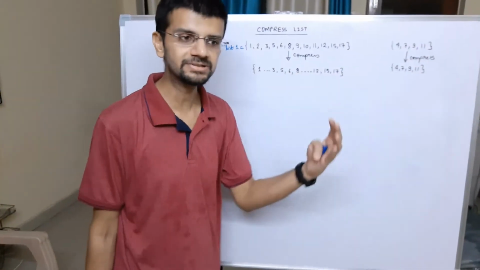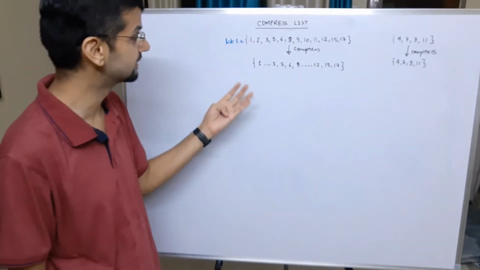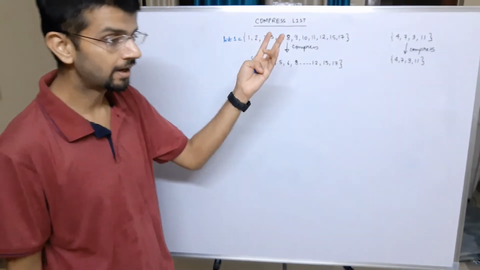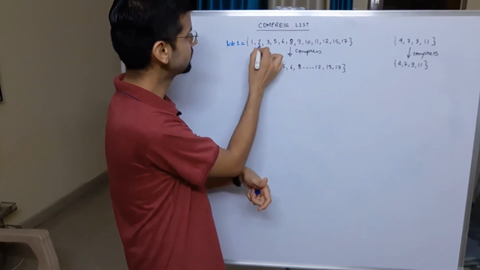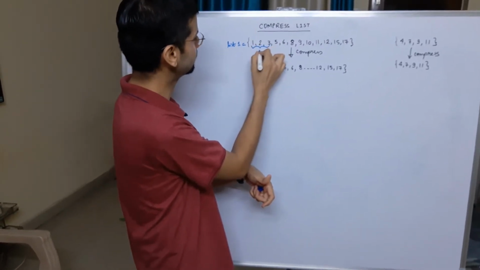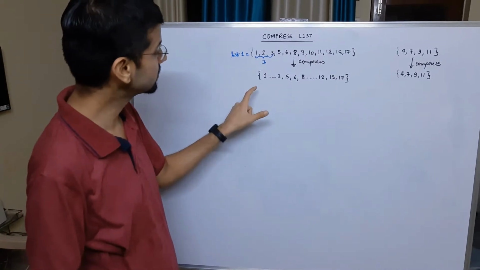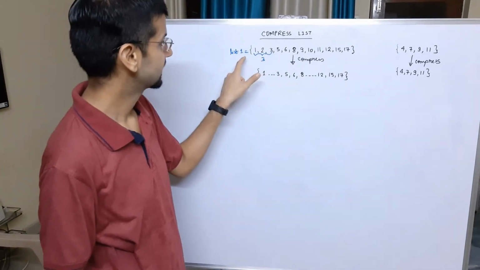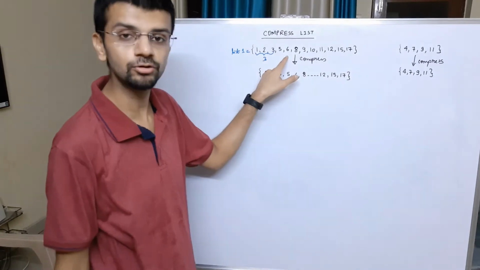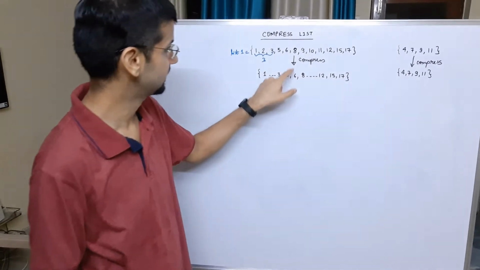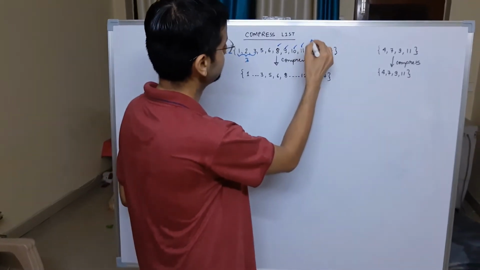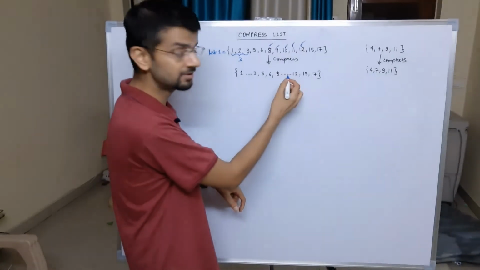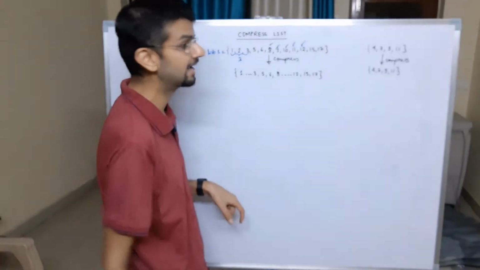How the compression needs to be done is that the contiguous elements which are more than 2, like 1, 2, 3, where we have 3 contiguous elements, need to be separated by a dot. So it becomes 1 to 3. 5, 6 are only 2 contiguous elements, so it will remain 5, 6. 8, 9, 10, 11, 12 is 4 contiguous elements, so it will be 8 to 12 because it's more than 2. 15, 17 will remain as they are.